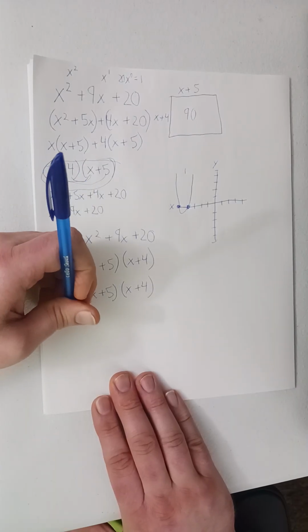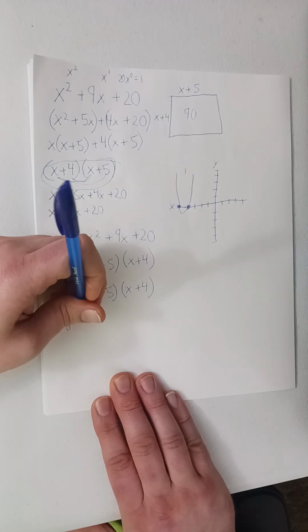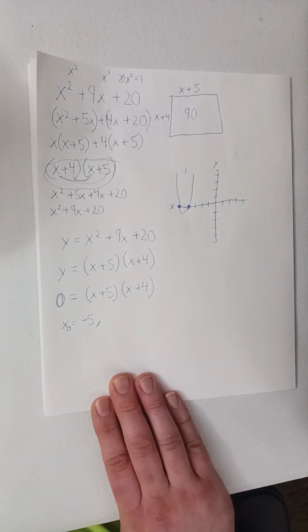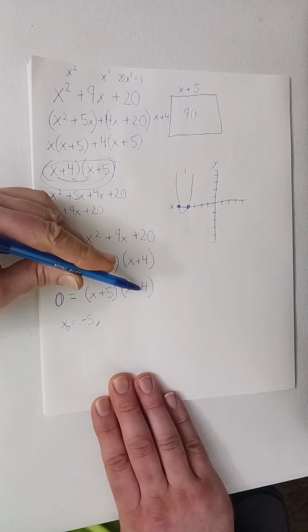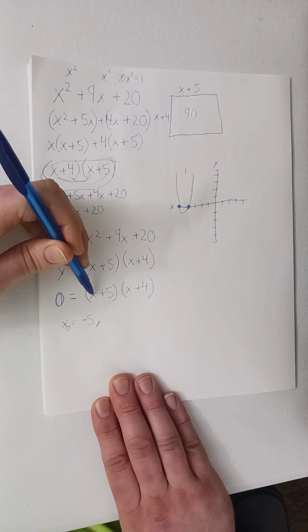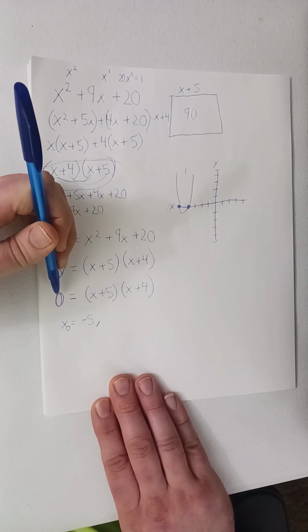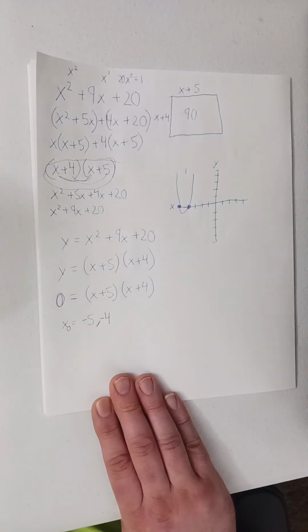So x0 could equal negative 5. What else could it equal? Negative 4, right? So if this is negative 4 plus 4, that's 0. 0 times 1 is still going to be 0. So negative 4 is another value of this.